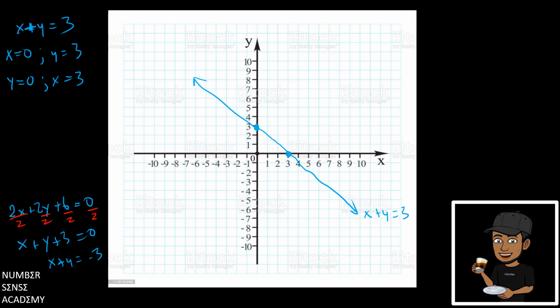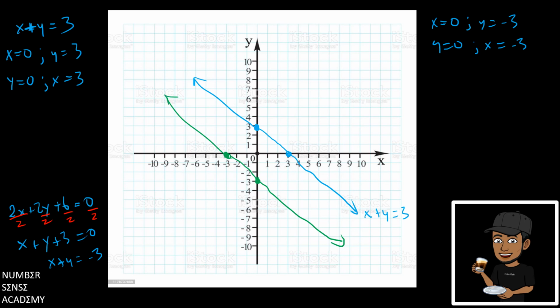And then for here, I'm just going to move the calculation over to the right. So when x is 0, y equals negative 3, and when y is 0, x is equal to negative 3. So 0, negative 3, boom. And then when y is 0, x is equal to negative 3. All right, so we connect these. And there you go.